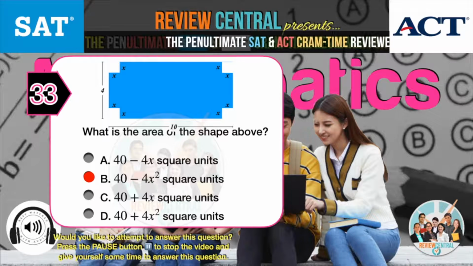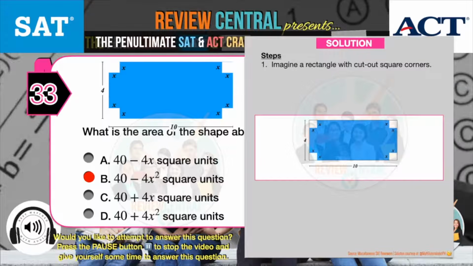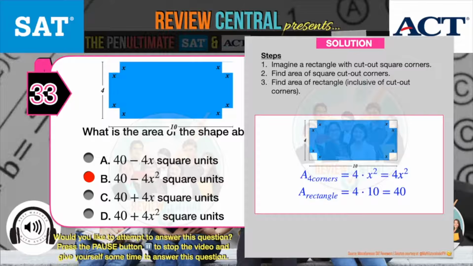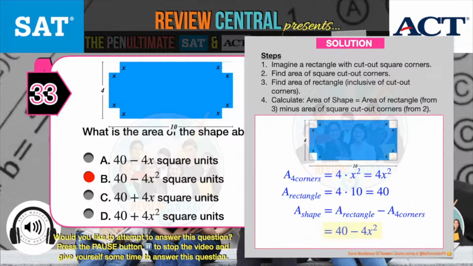This geometry problem requires just a little bit of imagination. Imagine the figure to be a rectangle with its 4 corners cut out. The size, or area, of each cutout corner is x times x, or x squared square units, and there are 4 of them, so that is 4 times x squared square units. The area of the rectangle, assuming the corners are not cut out, is 4 times 10, or 40 square units. Therefore, the area of the shape should be the area of the rectangle, 40, minus the areas of the cutout corners, 4x squared, or 40 minus 4x squared square units.